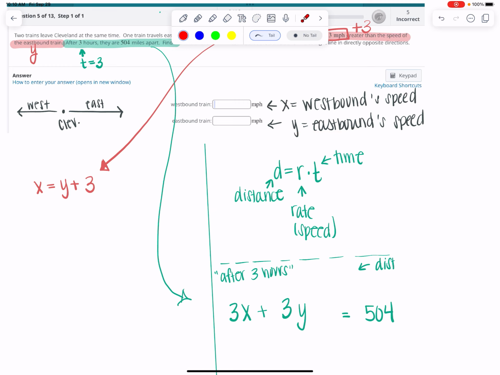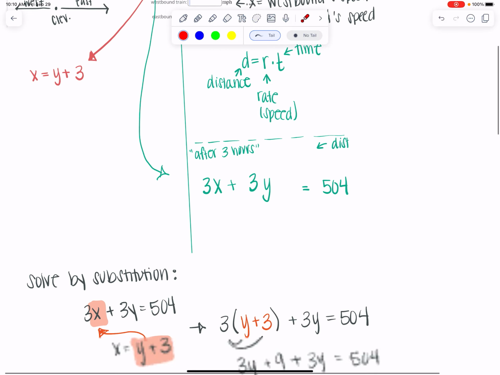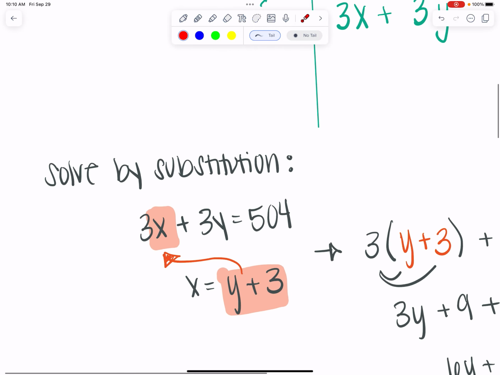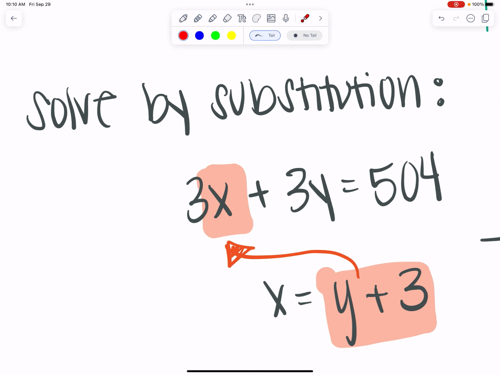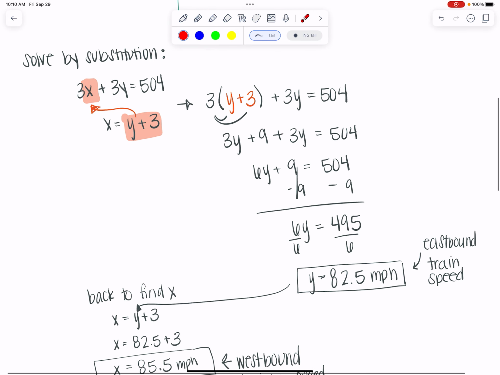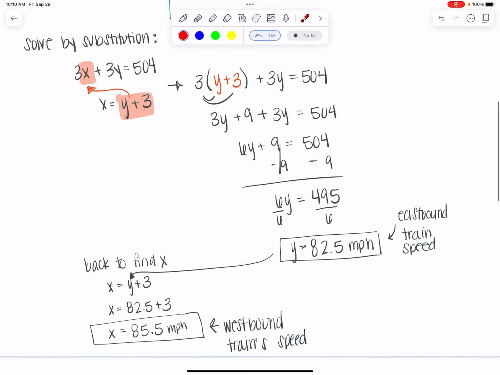Now I'm going to put those two equations together. The easiest way is going to be to solve this by substitution. So I would recommend pausing the video, get out your x and y, and then resume so you can check with mine. All right, so once you have solved by substitution, you should get a final answer of the eastbound train speed, or y, as 82.5 miles per hour, and the westbound train, 85.5 miles per hour. I hope this video helps some.